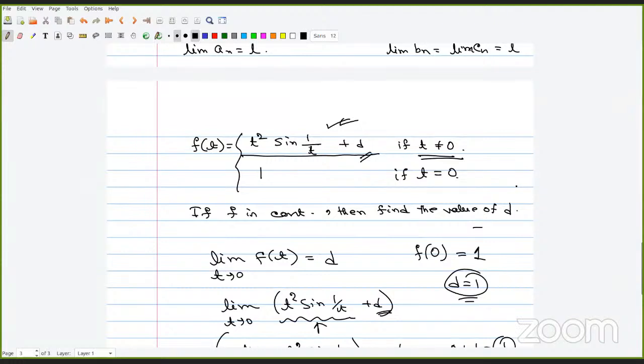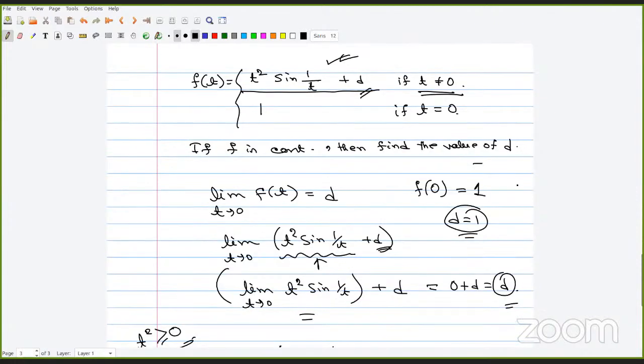One minute. So LHL and RHL should be equal. That was the first thought that came to your mind. Now, when we are approaching from the left hand side of 0, what is the function defined there? This is t square sine 1 by t plus d. When I am approaching from the right side, that is the same function, right? So both of them must be equal, and both of them must be equal to 1 also. So what do I need to calculate now? I need to calculate the limiting value of f(t) when t tends to 0.